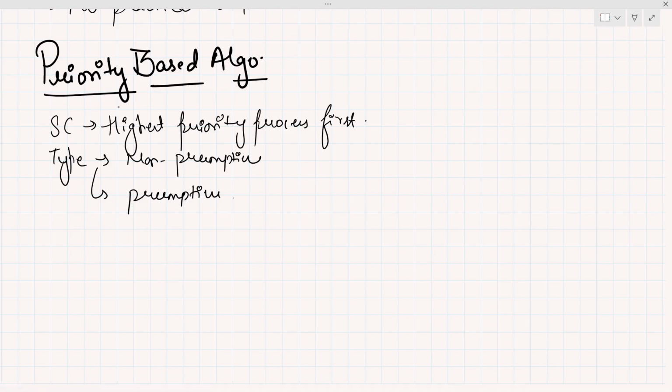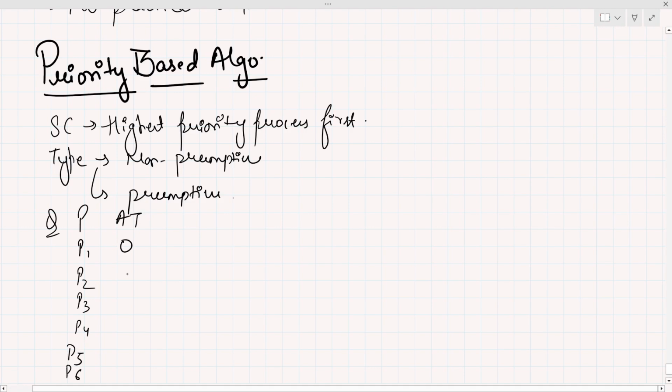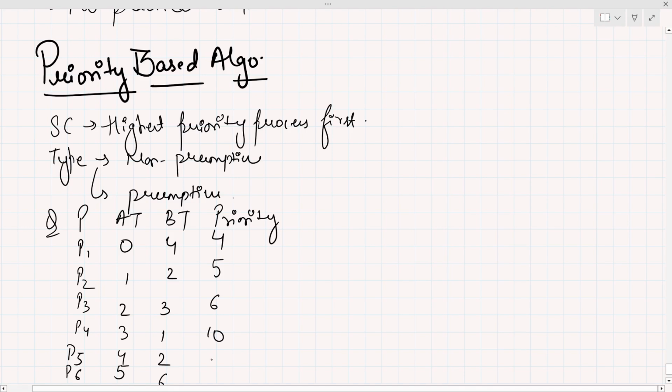Now let's take a question and try to solve it. We have processes P1, P2, P3, P4, P5 and P6. We have 6 processes available. Arrival times are 0, 1, 2, 3, 4 and 5. After that we have the burst times: 4, 2, 3, 1, 2 and 6. Now this is our main thing, which is the priority. The priorities given are 4, 5, 6, 10, 9 and 7.